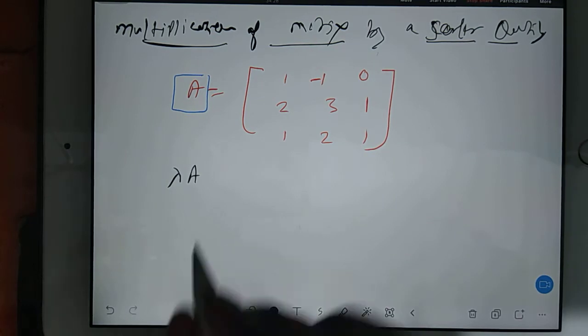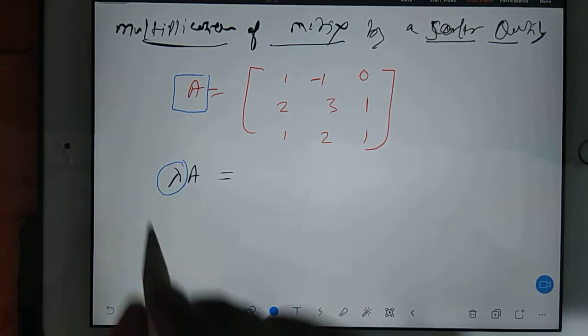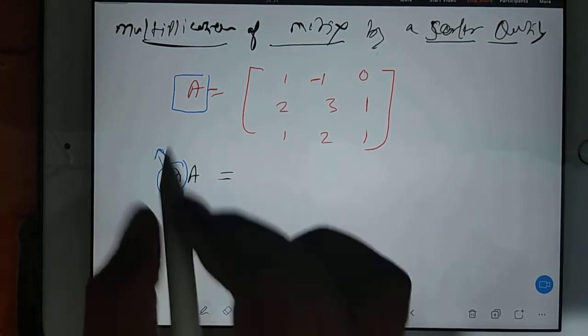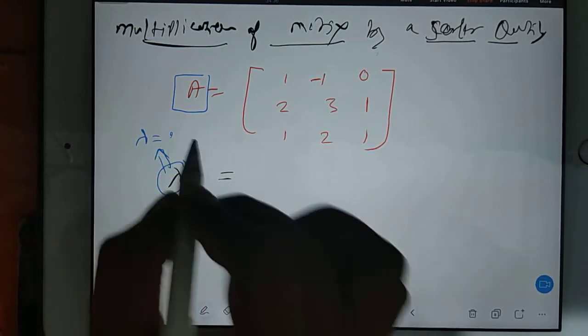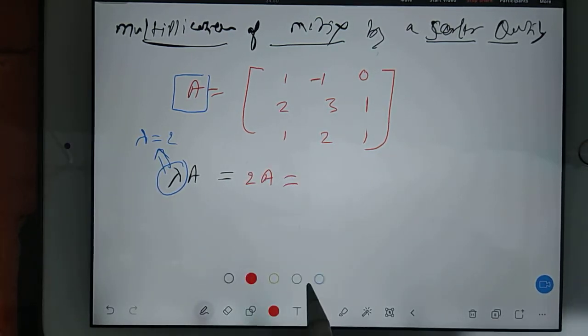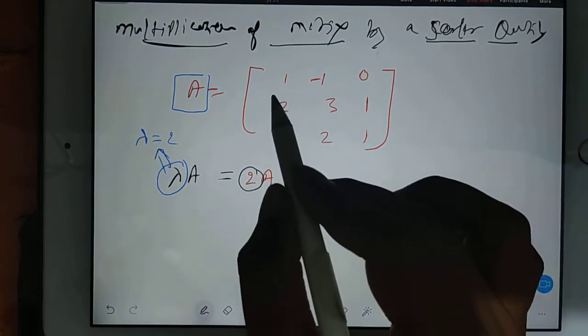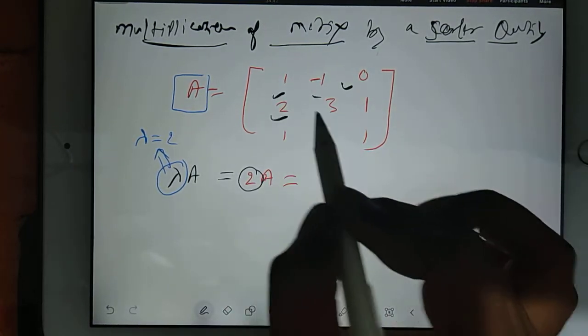Just imagine lambda A. So what is lambda? Lambda is that scalar number. Suppose this lambda is equal to 2. It means I am going to calculate 2A. So now see, this 2 will get multiplied in every individual element.